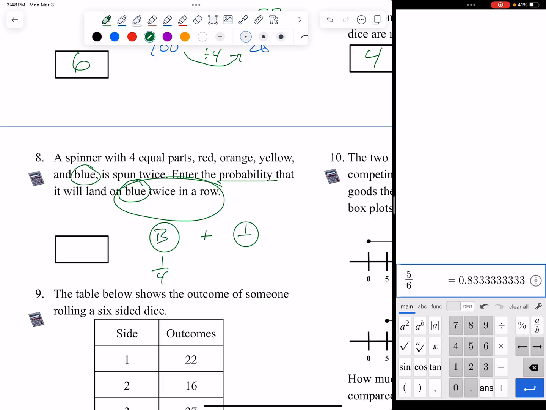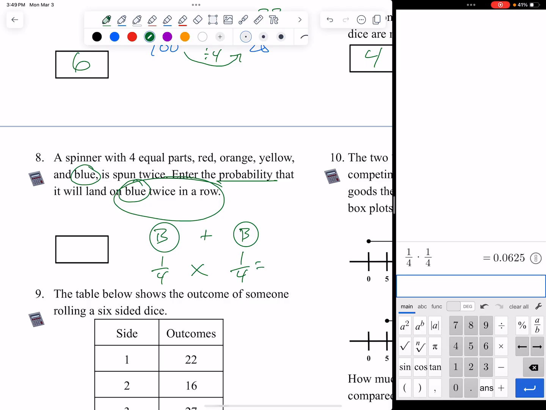Then I want blue again. So if I have blue again, that's another 1 out of 4. So the thing is, I don't add those. I have to multiply my probabilities. So the first probability is 1 out of 4. Then I have to multiply times 1 over 4 again. So let's do that. 1 divided by 4 times 1 divided by 4. And I get, can I put that as a fraction? 1 over 16. Or you could use the decimal. Okay. So either one would have been correct because it didn't tell me to put a percent or decimal or fraction.